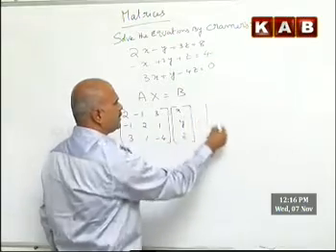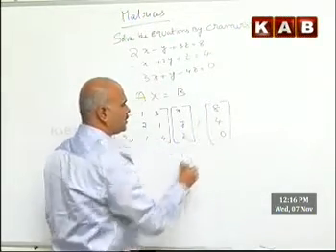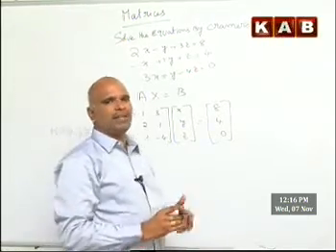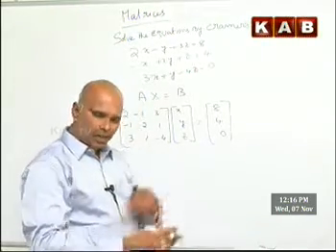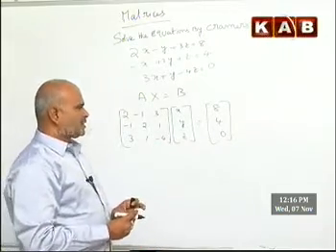B is equal to 8 4 0. So these are the things. Ax is equal to B. This we write as the matrix equation. Now I am going to solve this by using Cramer's rule.